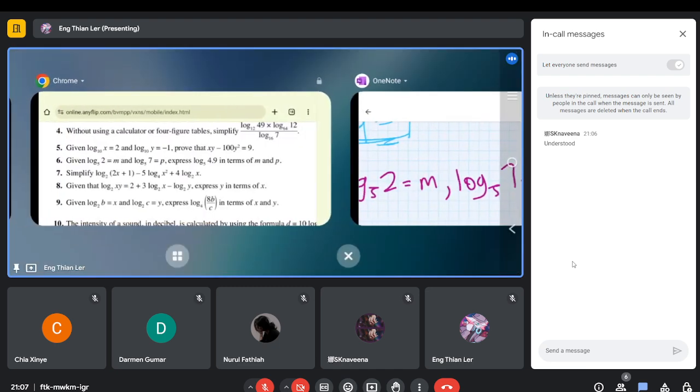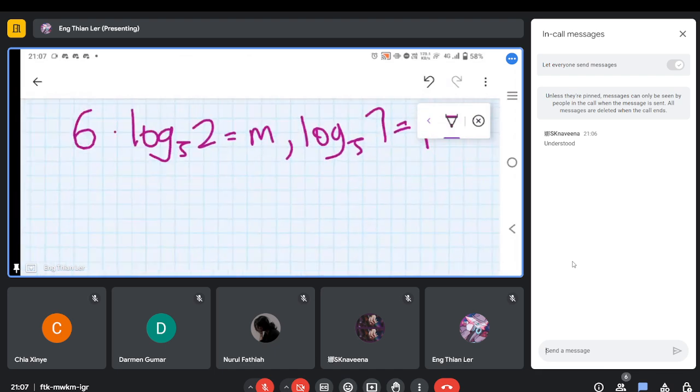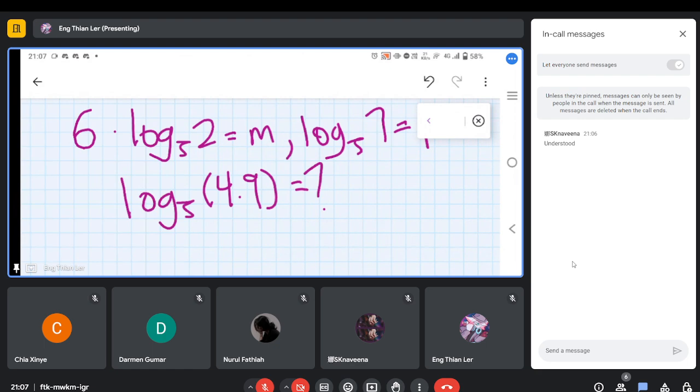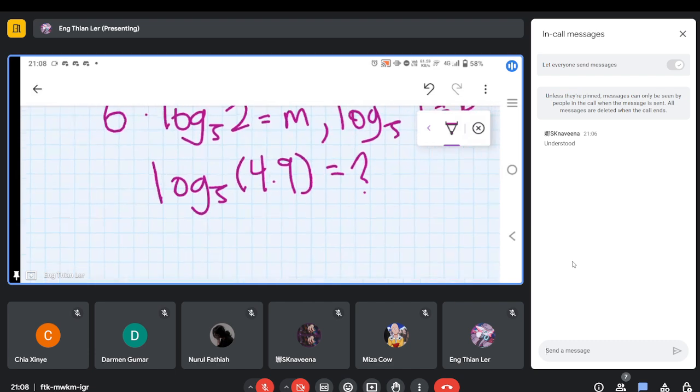Log 7 base 5 is p. Now we need to express log 4.9 base 5. Log 4.9 base 5 equals what? So before I do, does anyone have any idea how to do this question? Like how to start? Anyone know? Alright, it's fine. I understand.